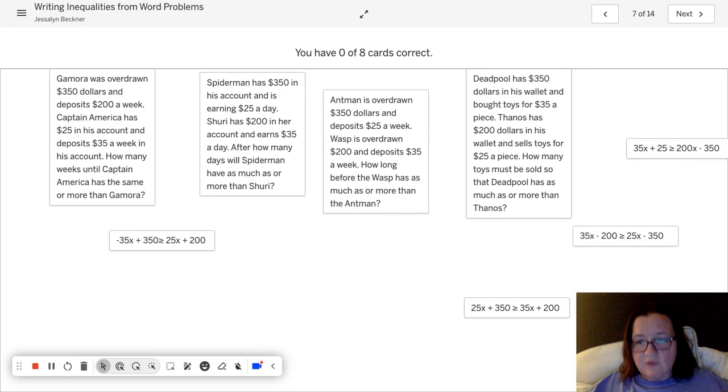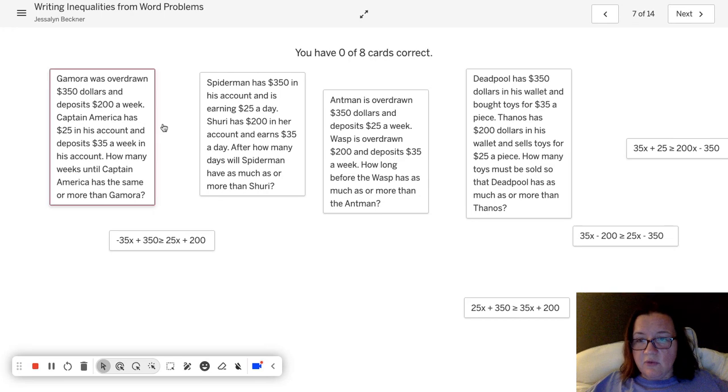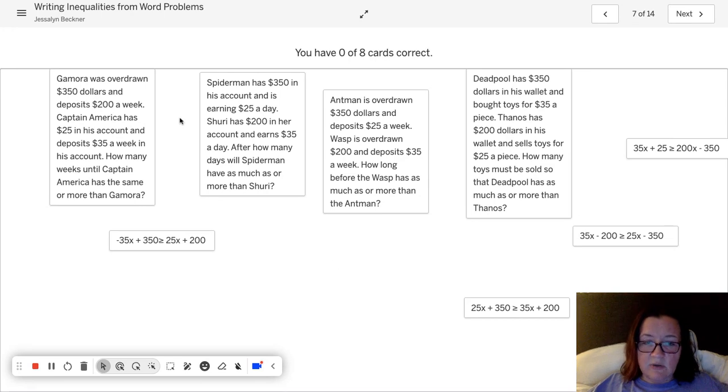So we're looking for Gamora being overdrawn $350. So she is overdrawn $350. That means that she has taken too much money out of her account. She's overdrafted. So she overdrew $350 and deposits $200 a week. So we're looking for something that uses subtraction symbols to show that she's overdrawn. And then we're looking for $200 per week. So we're looking for $200 and a variable. We're looking for that for Gamora and for Captain America.